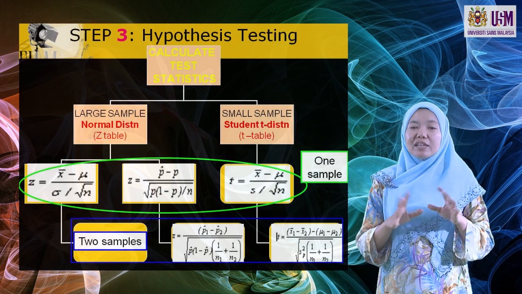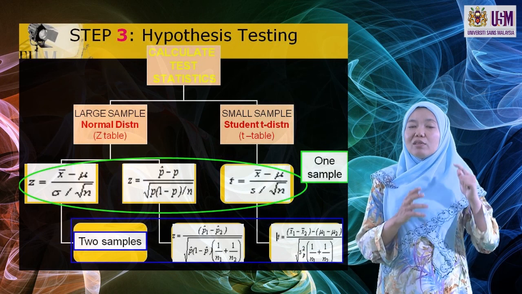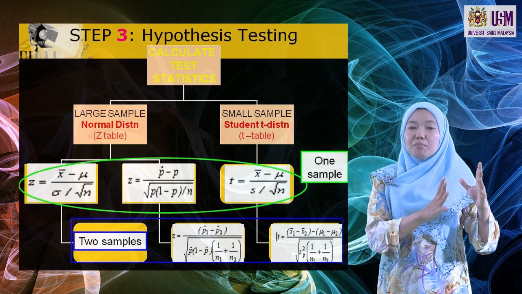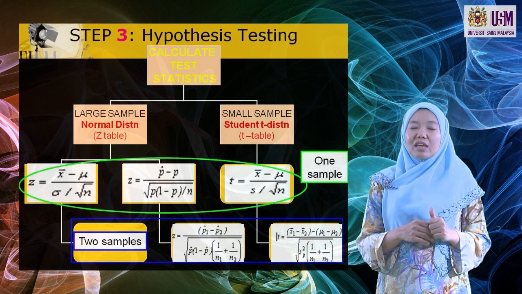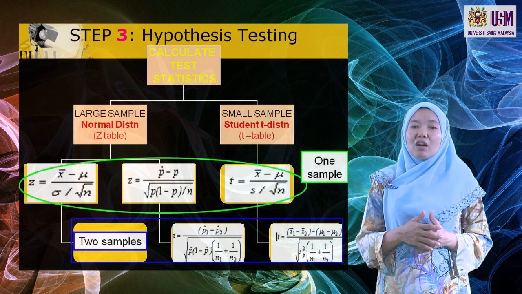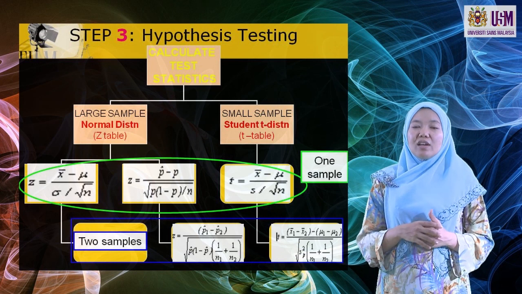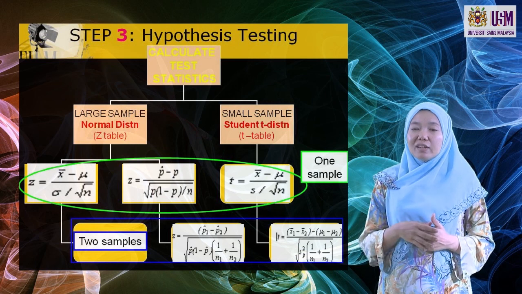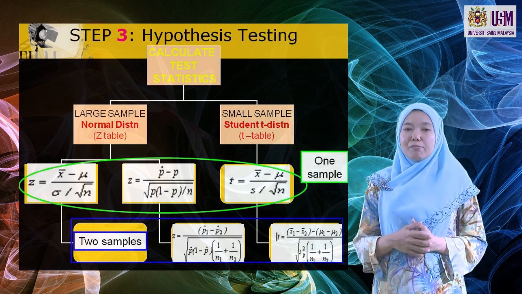So basically what I discussed with you is only one type of test: large sample using normal distributions, for one mean, that is the most left-hand side formula. Eventually you will come across the large sample test for normal for proportion, and then you also have the same test for small sample using T distribution, the same formula also for one sample.